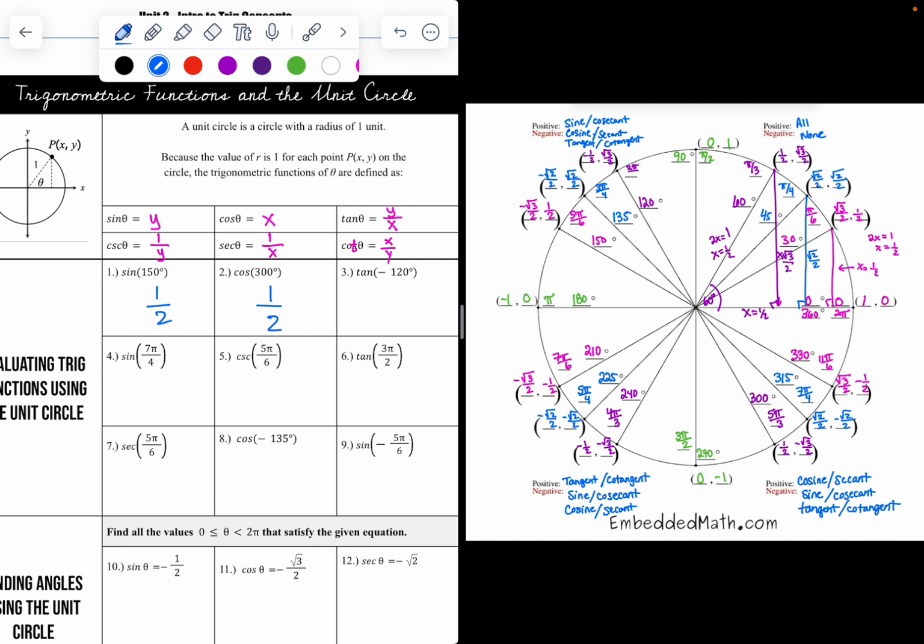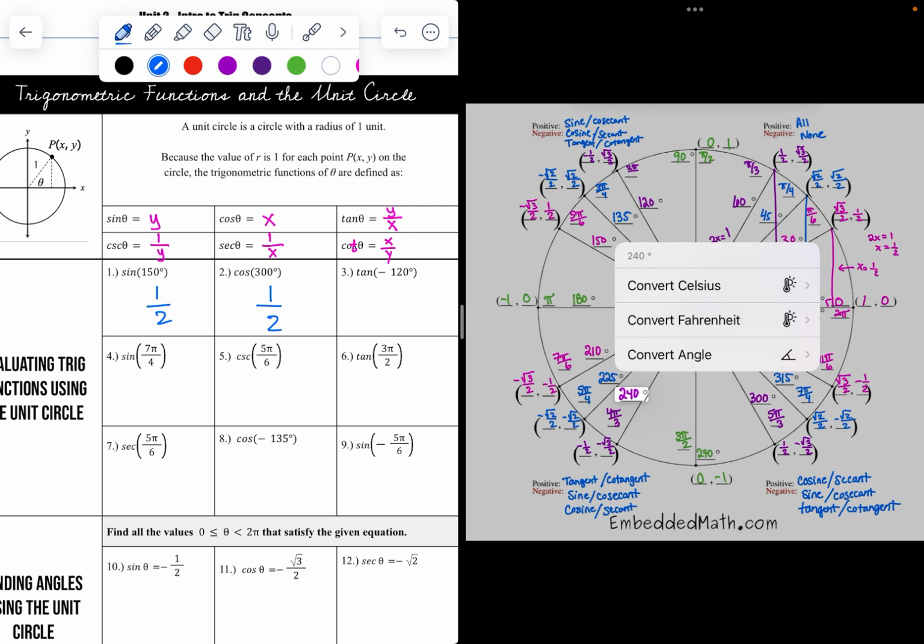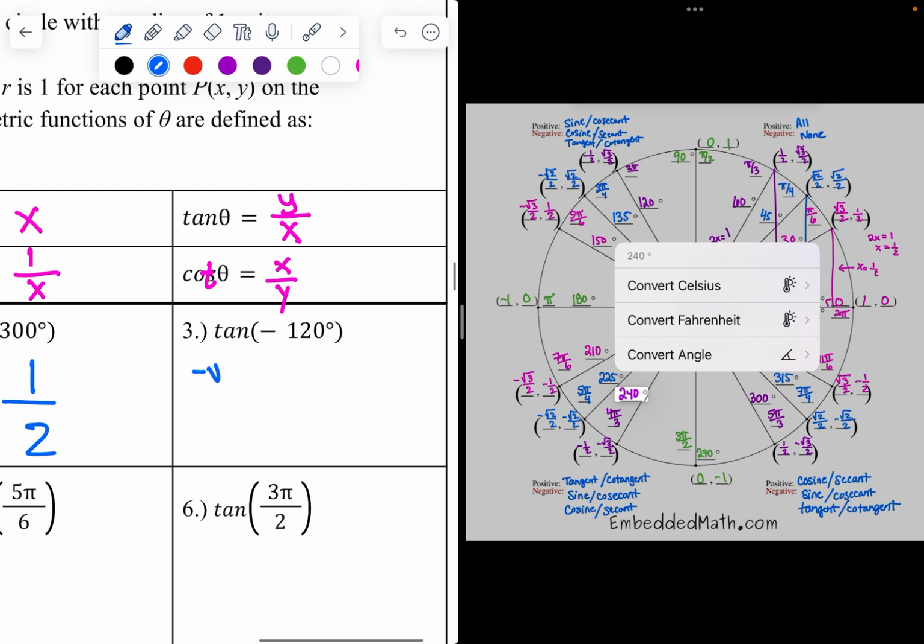Tangent of negative 120 degrees. So we've got to remember we're going counterclockwise, 120 degrees, which means we're not quite to 180. We're 60 degrees away from 180, which means we are at 240. And so if we look at that on the picture of our unit circle here, the tangent is always going to be the sine over the cosine. So we've got to do negative square root of 3 over 2 over negative 1/2.